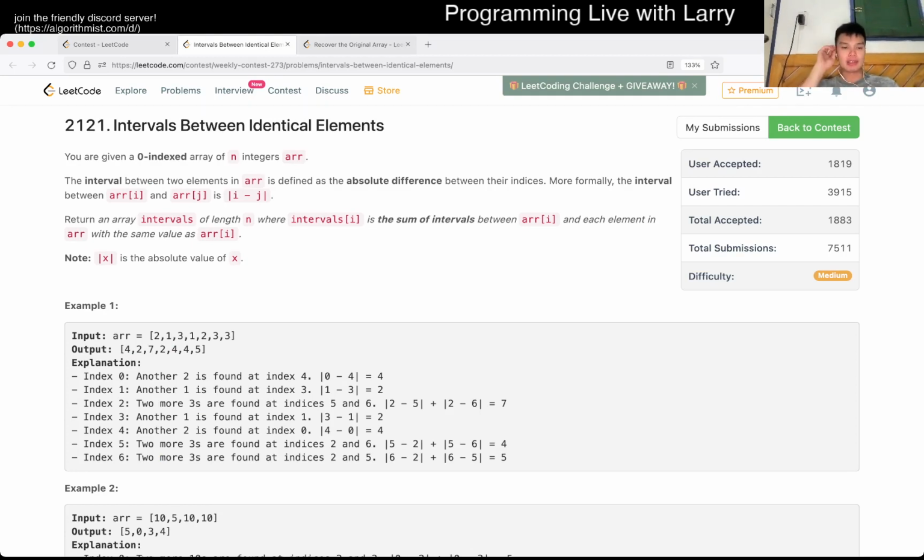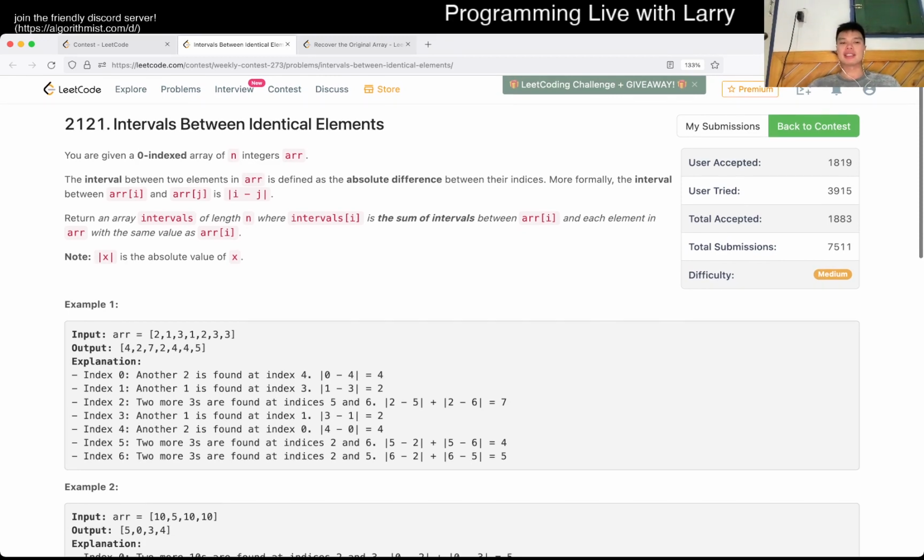I did this during the virtual contest. But the first thing you have to do, of course, is just group them together. That's the first thing that I did.